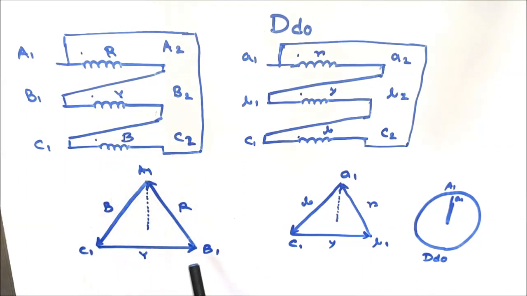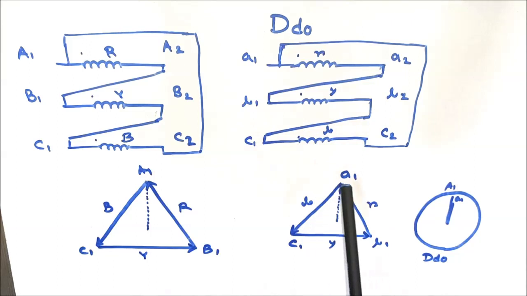So this is the phasor diagram of the HV side winding, and it is delta connected. We draw a virtual neutral and draw a straight line towards the supply terminal, that is A1 or red phase, and this red phase will be at 0 degree, or 12 o'clock, in the clock position.